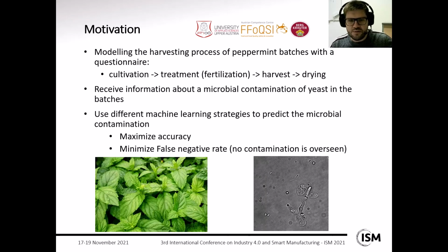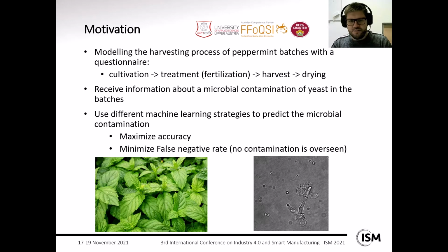First, we start with the motivation. We modeled the harvesting process of peppermint batches within a questionnaire, starting from the cultivation over the treatment, like fertilization, until the harvesting and the drying of the herbs. Then we receive information about the possible microbial contamination of yeast in the batches.